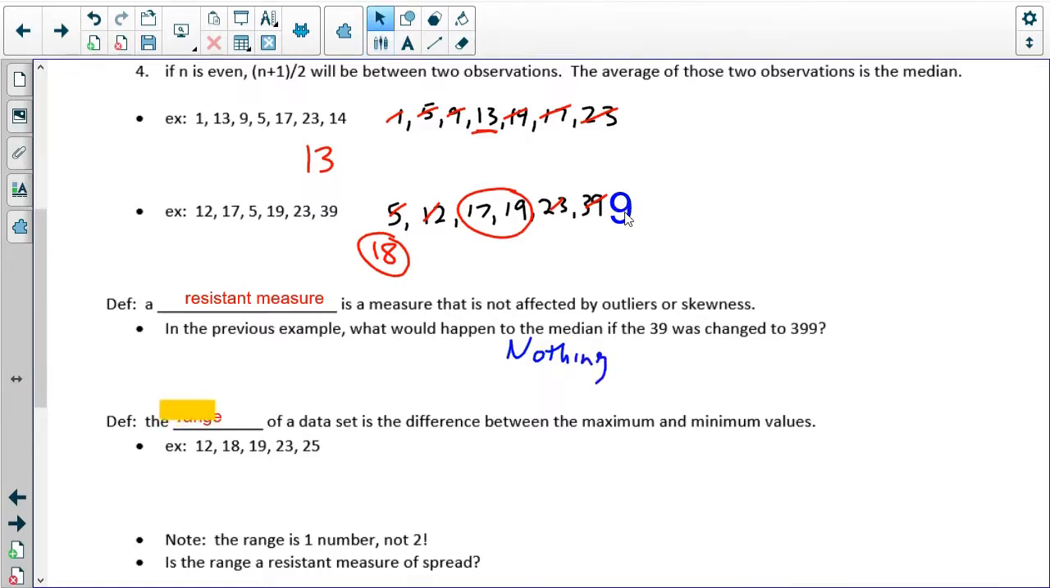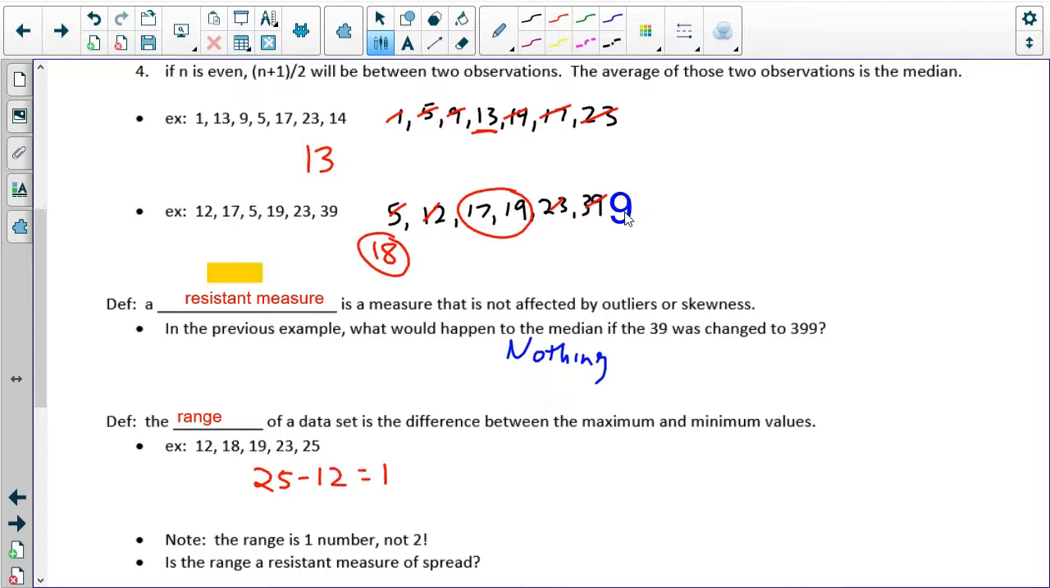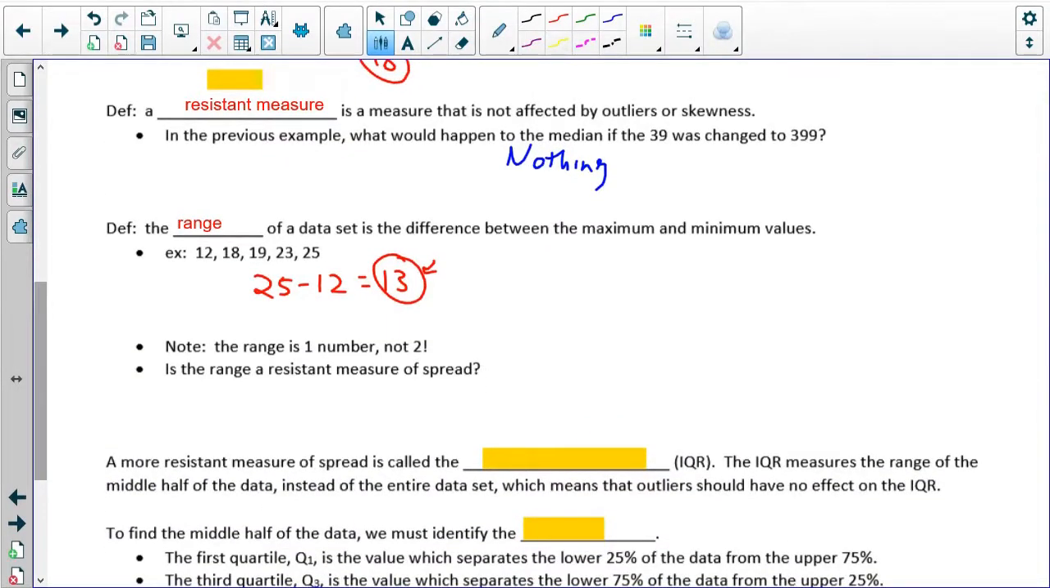The range of a data set is the difference between the max and the min. Since it was already written in order, all I do is 25 minus 12, which is 13. That is the range of this data set. Note that the range is one number, not 2. A lot of people want to say the range is 12 to 25. That's not what we do for range. Range is a number, so we have to actually do the subtraction. We're not saying 12 to 25.